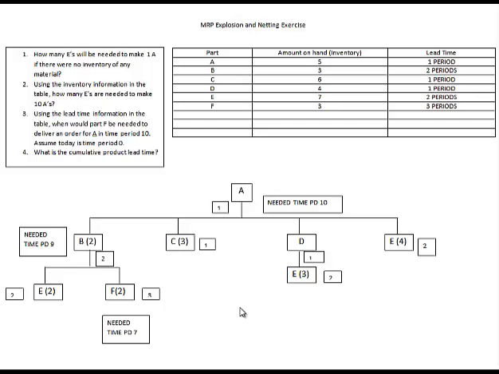So this is backwards scheduling. This is what MRP will do to determine the timing of when something needs to be done. So once again, if you need to pause this recording and rewind it and go through this again, go ahead and do so.